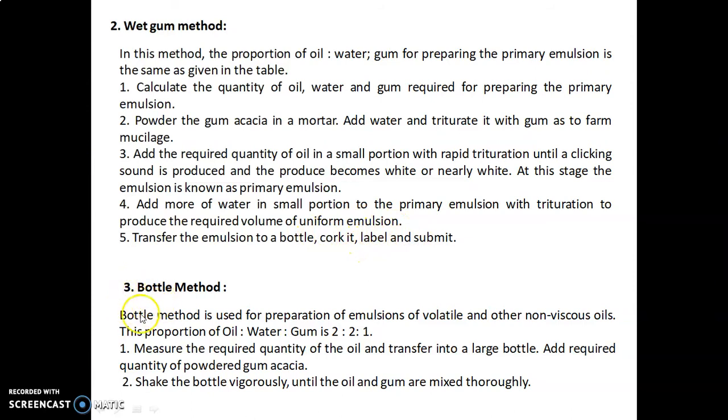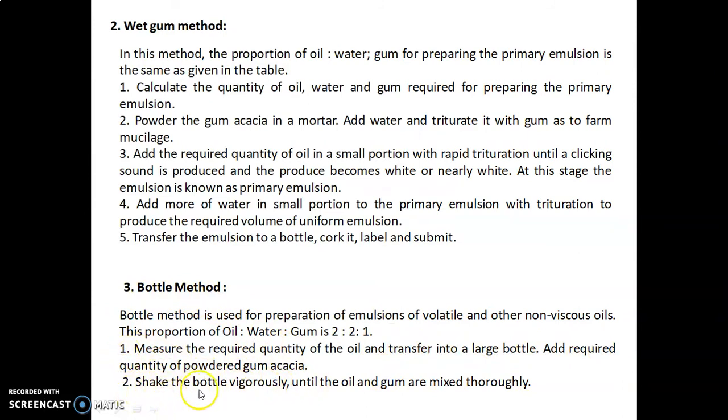Then third one, bottle method. Bottle method is used for the preparation of emulsions of volatile and other non-viscous oils. The proportion of oil to water to gum is 2 to 2 to 1. Measure the required quantity of the oil and transfer it into a large bottle. Add the required quantity of powdered gum acacia.